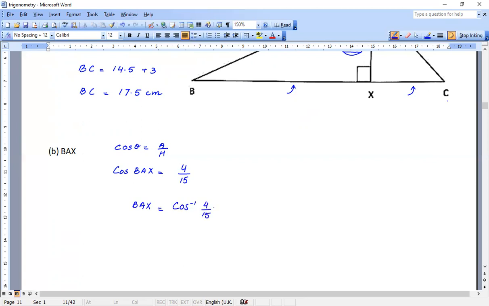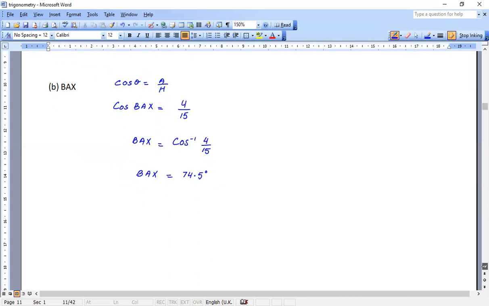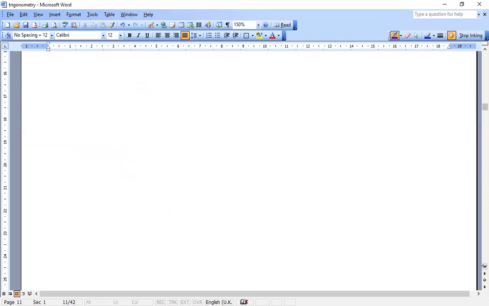We can find out the cos inverse of 4 upon 15 with the help of the calculator. So that is going to be 74.53. So BAX is equal to 74.53. Since I have to mention the answer up to 3 significant figures, I'll say 74.5. This is question number 12, and there are no more parts in this question, so I'll leave it here.